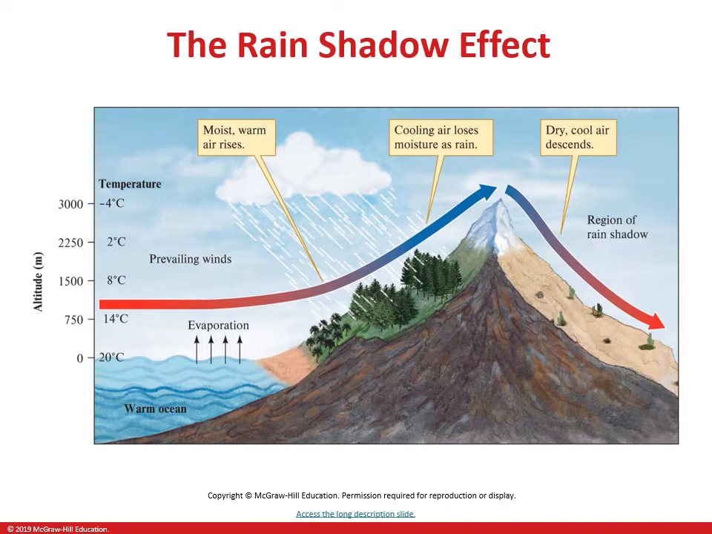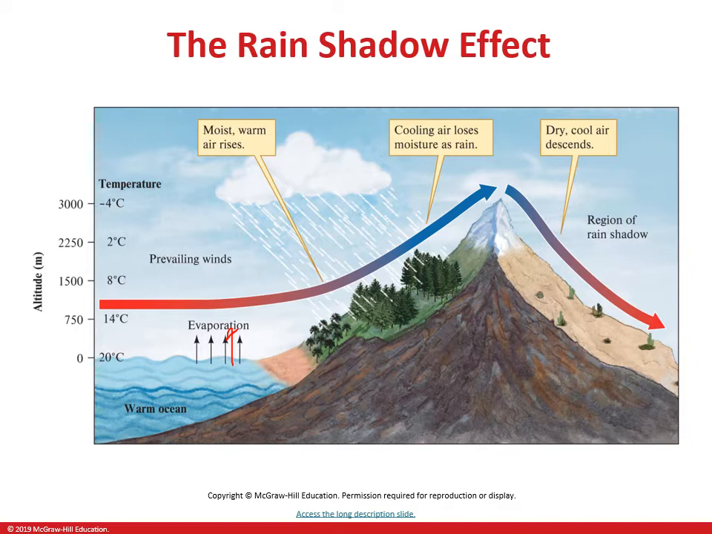This is a nice figure from your textbook. Here we have evaporation of water coming up off of the ocean, or this could even be one of the Great Lakes. We've got this prevailing wind. So this might be the Pacific Ocean. The wind is coming off the Pacific Ocean, carrying all this moisture that's being pushed up the mountains.